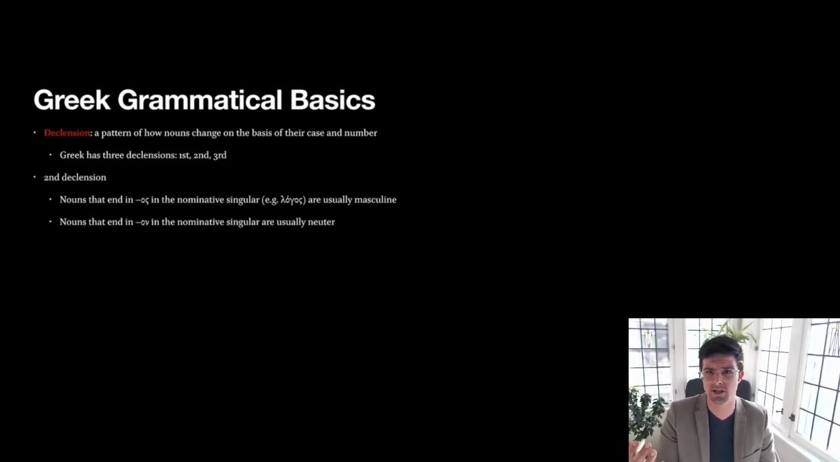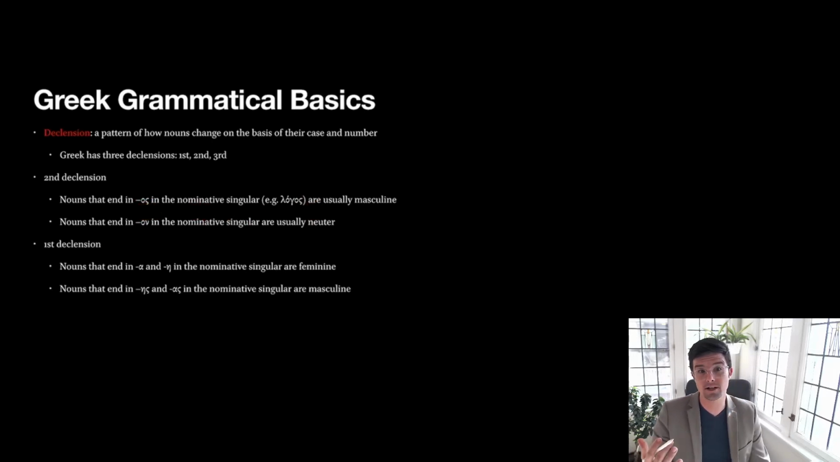The second declension is the first declension that we introduced. These are a category of nouns that end in os in the nominative singular, like logos, and they are usually masculine. But remember, declension and gender do not line up. They don't correspond in a one-to-one way. And we'll see that's especially the case in the third declension. So in the nominative singular, the masculines are going to end in os, and the neuters in the nominative singular are going to end in on.